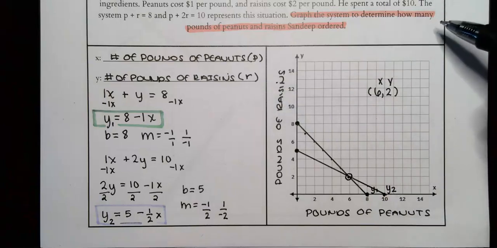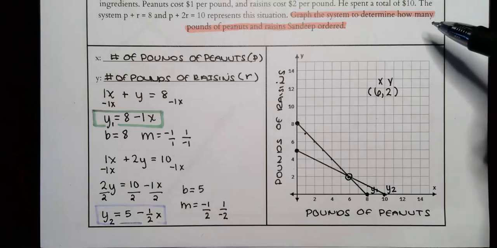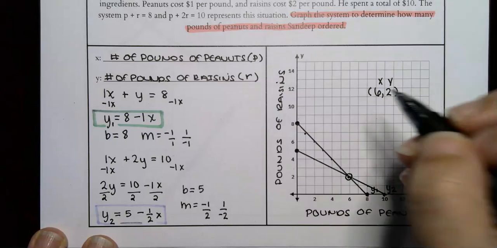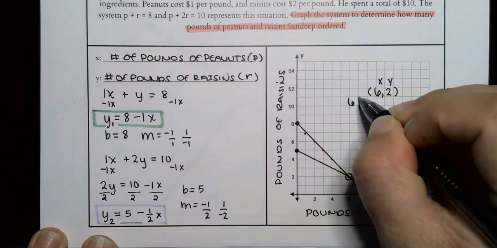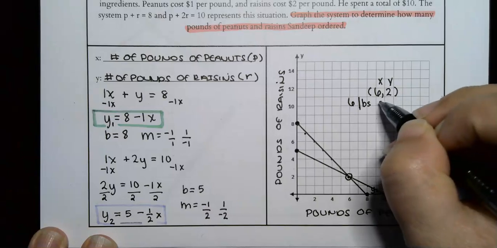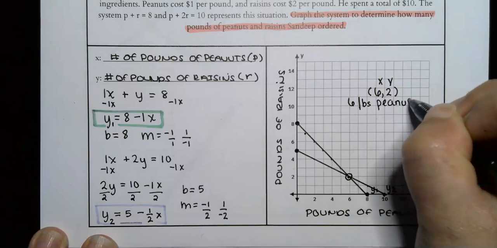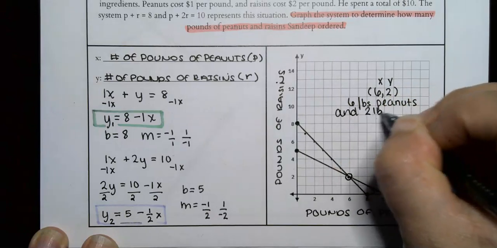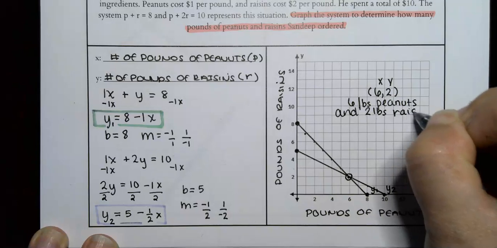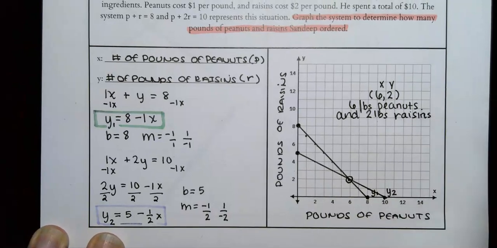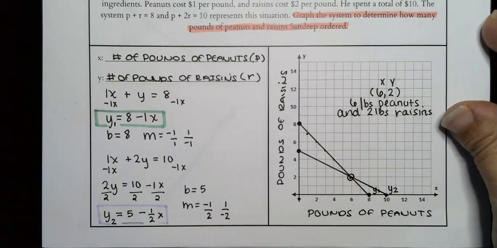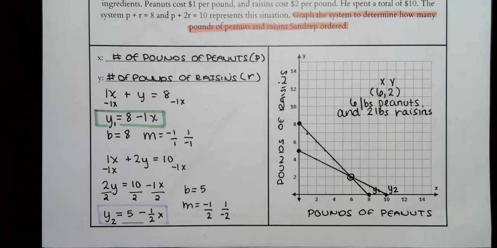So if we're going to answer that question and determine how many of each he ordered, then we get to say, well, he ordered 6 pounds of peanuts and 2 pounds of raisins. And so this is the actual answer. So make sure you're always going back to those word problems to specifically answer the question.